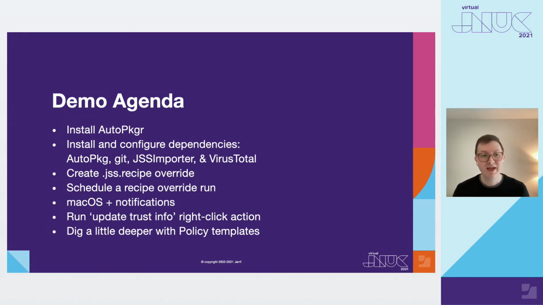We're going to create and run a JSS recipe override. Now, this is, again, just a locally trusted version of a recipe. These recipes are open source, and this gives you a locally trusted version that you can customize if you need to. We're also going to schedule that recipe run using our recipe list.